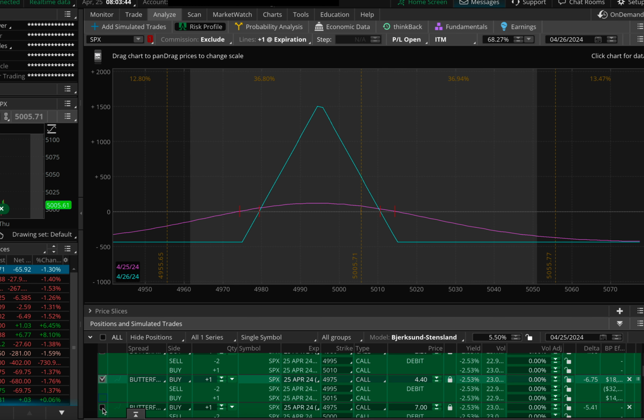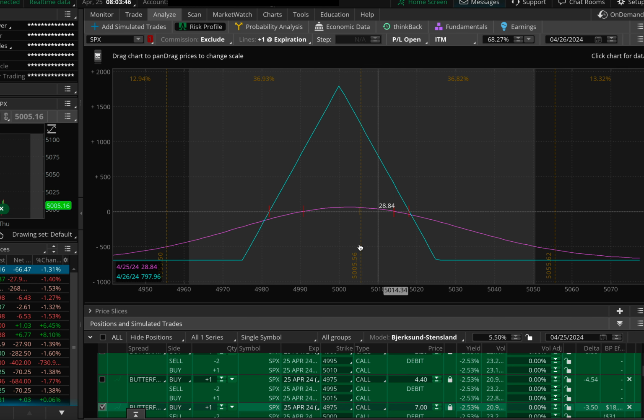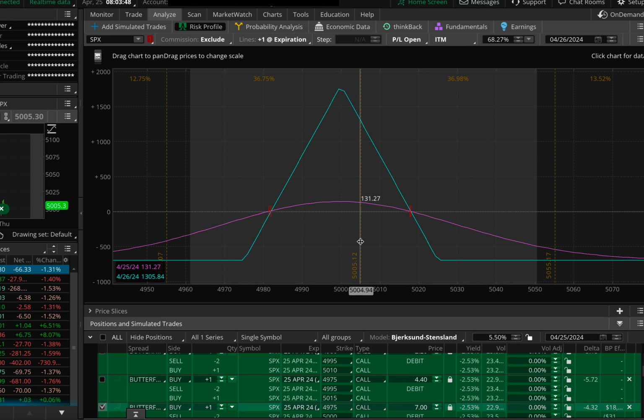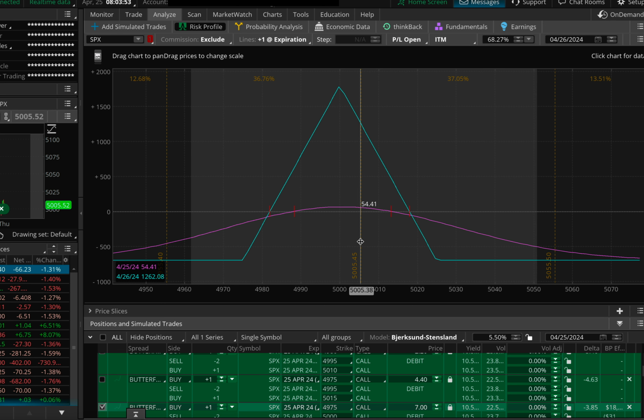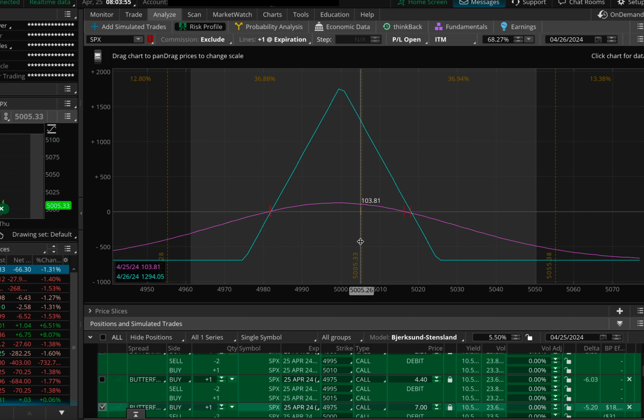And then the third version is this guy. This is the 25-point wing. This one is showing a profit of over $100. So this one I'm pretty sure would have gotten triggered by now. So we would have booked profits on this if we had an automatic exit order on this.